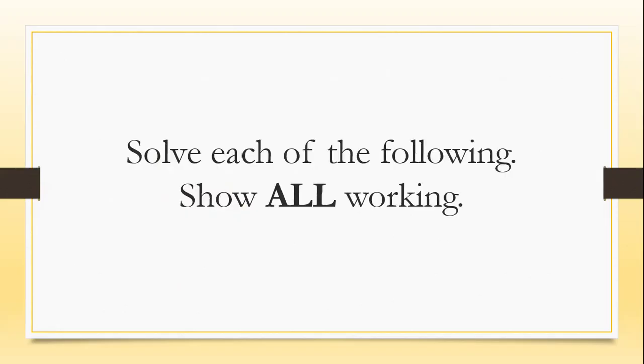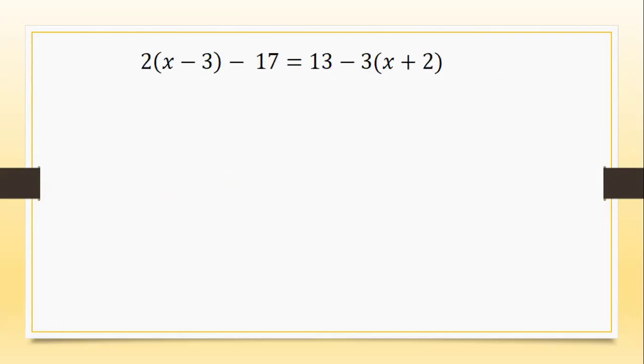Solve each of the following, show all working. 2 open bracket x minus 3 close bracket, expanding brackets: 2 times x is 2x, 2 times negative 3 is negative 6, subtracting 17, which is equal to 13. Negative 3 times x is positive 3x. Negative 3 times positive 2 is negative 6.